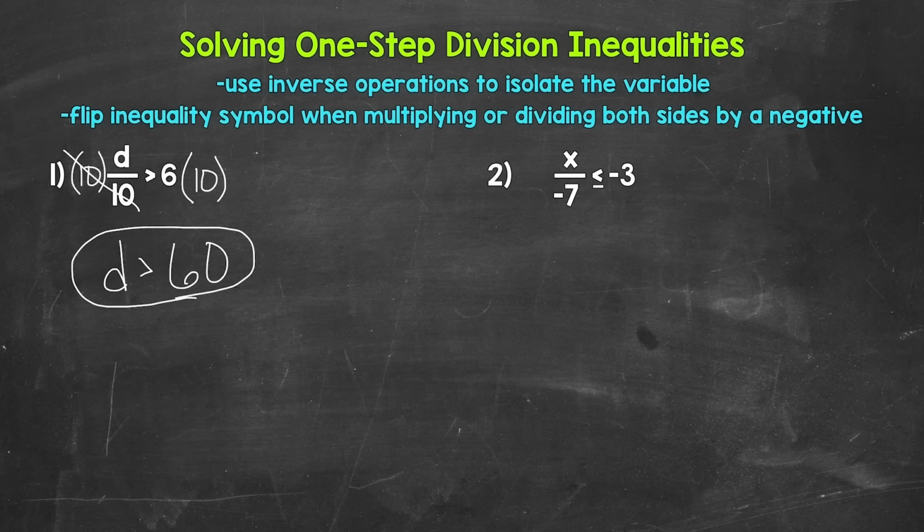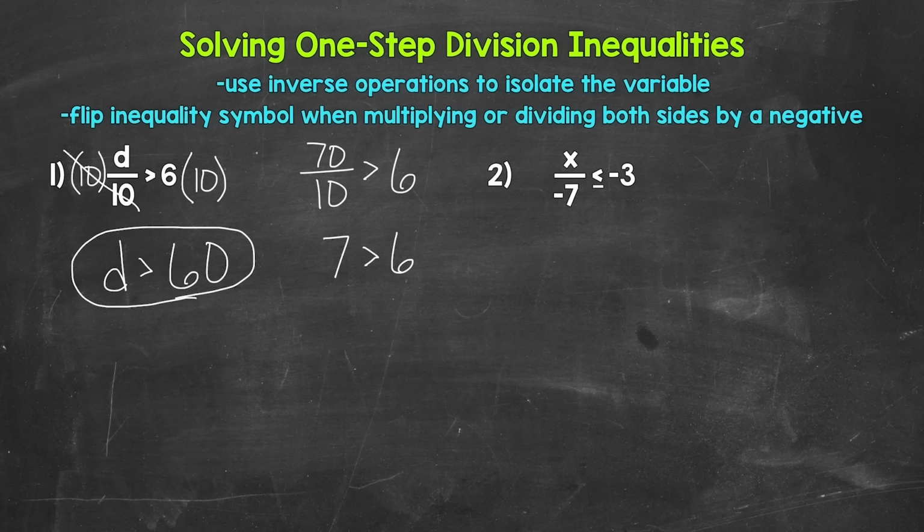Let's use 70. 70 is greater than 60, and we'll work with that 10. So let's plug in 70 for d. So we have 70 divided by 10 is greater than 6. 70 divided by 10 gives us 7, and 7 is greater than 6, so this does work. We are correct here. d is greater than 60.